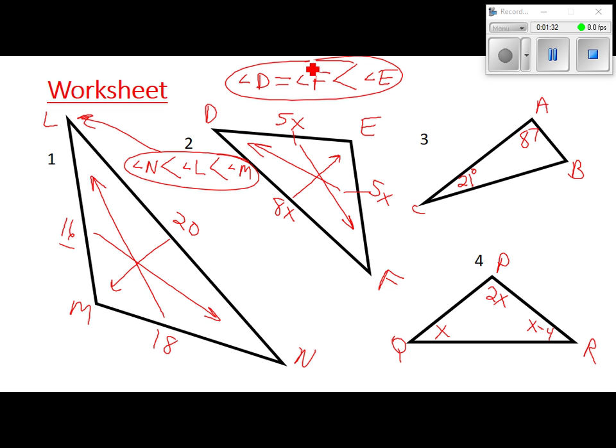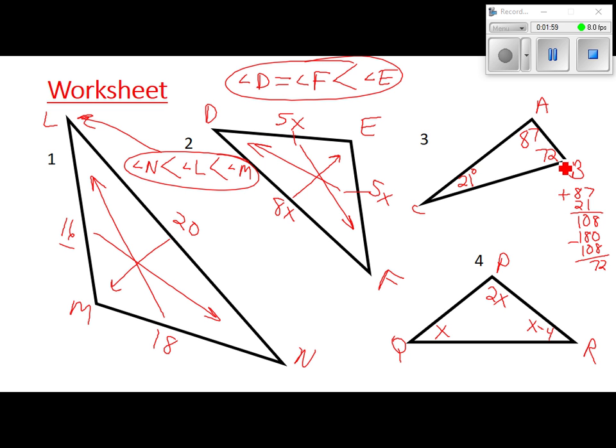Number three, first thing we got to do on number three is find that third angle. When we find that third angle, add up the two angles. 27 plus 81, that's 108. Subtract that from 180. 180 minus 108 gives you 72. Tells you that third angle right there has got to be 72. Again, this time we want to list the sides in order, not the angles.